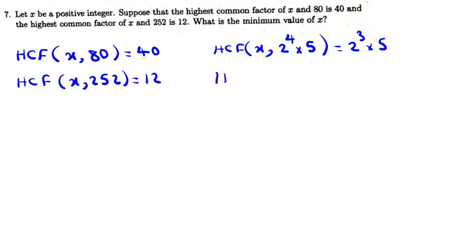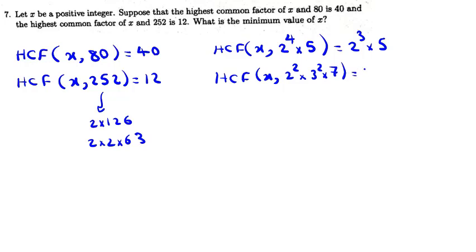And next one, the highest common factor of x and 252. It is 2 times 126. You can say 2 times 2 times 63. So you can say 2 squared times 9 times 7, which is 3 squared times 7. The HCF equals 12, and 12 is 2 squared times 3. The problem says, what's the minimum value of x?